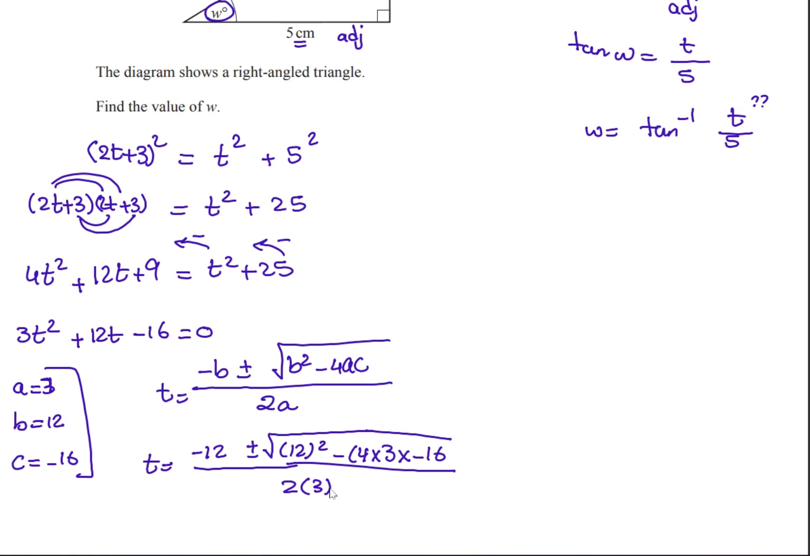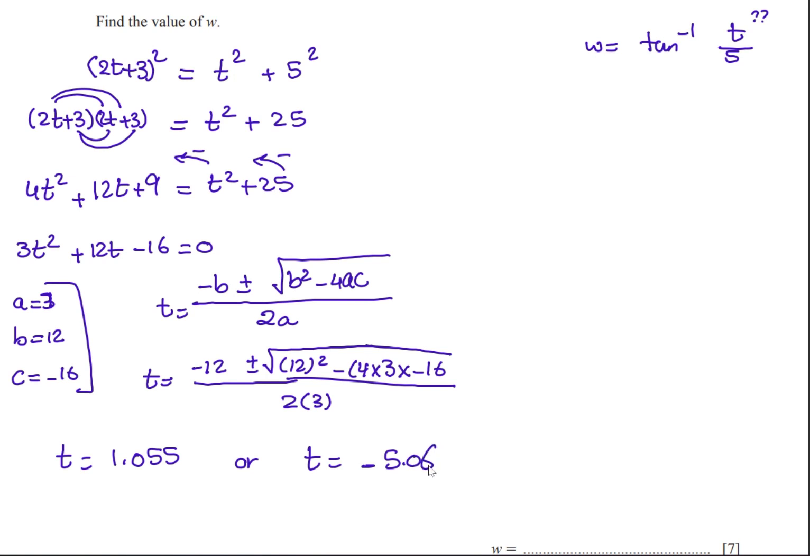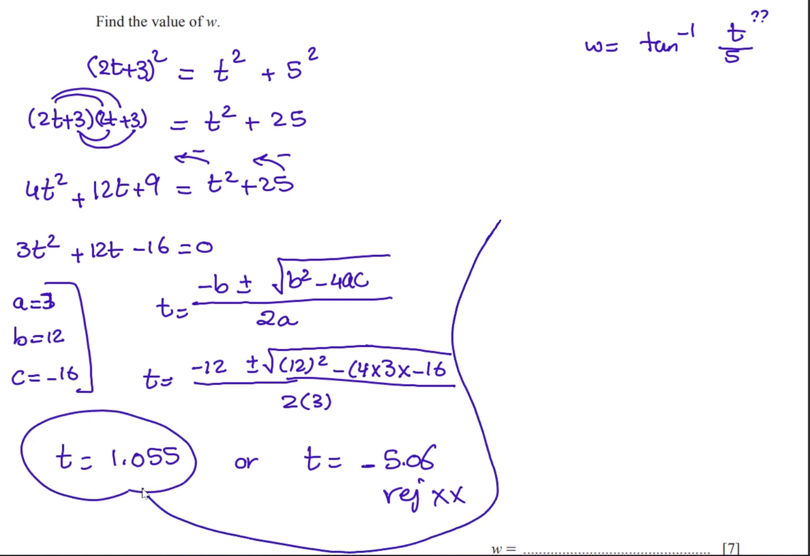From here, I can use the calculator to get the answer. So I will find that t equals 1.055 or t equal negative 5.06. And I can see that t is a length, so the negative will be rejected. So from here, t equal 1.055. So go back, take this, and go to what we did here.